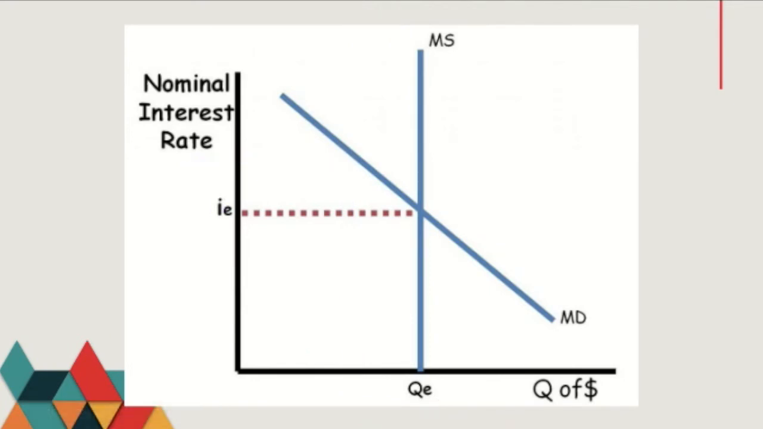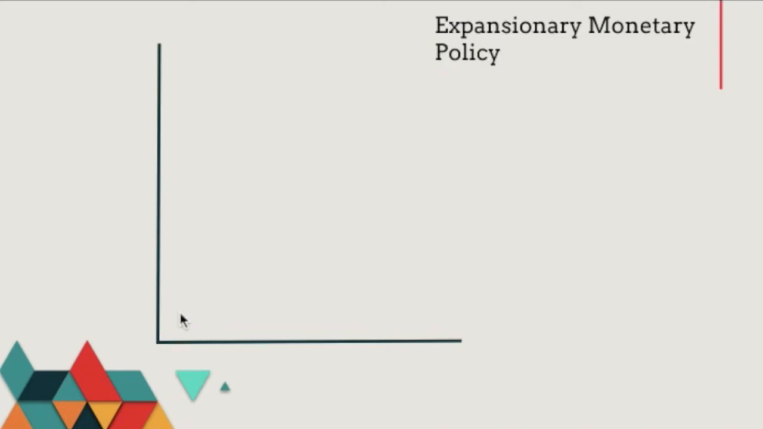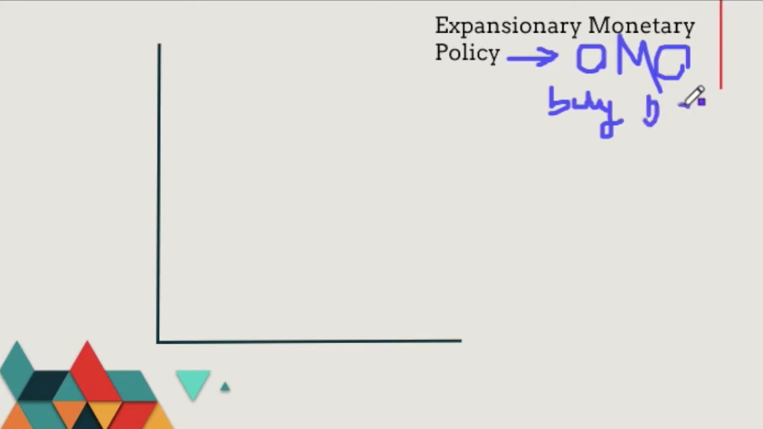Now let's look at a couple examples. Let's say we have an expansionary monetary policy, and let's say that the tool that the Fed uses in this case is going to be open market operations. For open market operations to be expansionary, the Fed needs to buy bonds. Buy equals bigger. That's the way you can remember. Buy bonds.